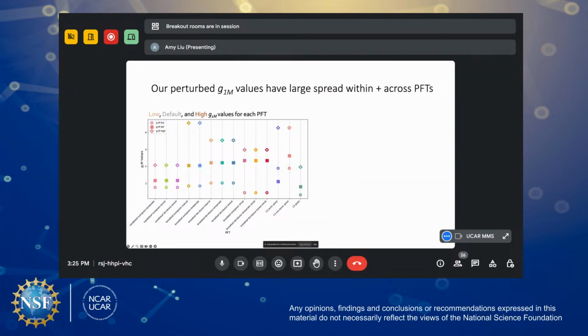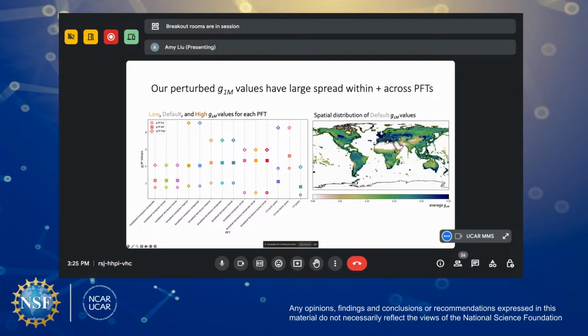So we perturb the melon slope based on the 5th and 95th percentile of the Linnell 2015 data set I showed earlier. Here I have the scatter plot of all the melon slope values. Each color, again, represents a plant functional type. We're modifying the low and the high, and the low and the highs aren't equidistant from the default value. And this distribution of PFTs and melon slope values make up this spatial distribution of melon slope values.